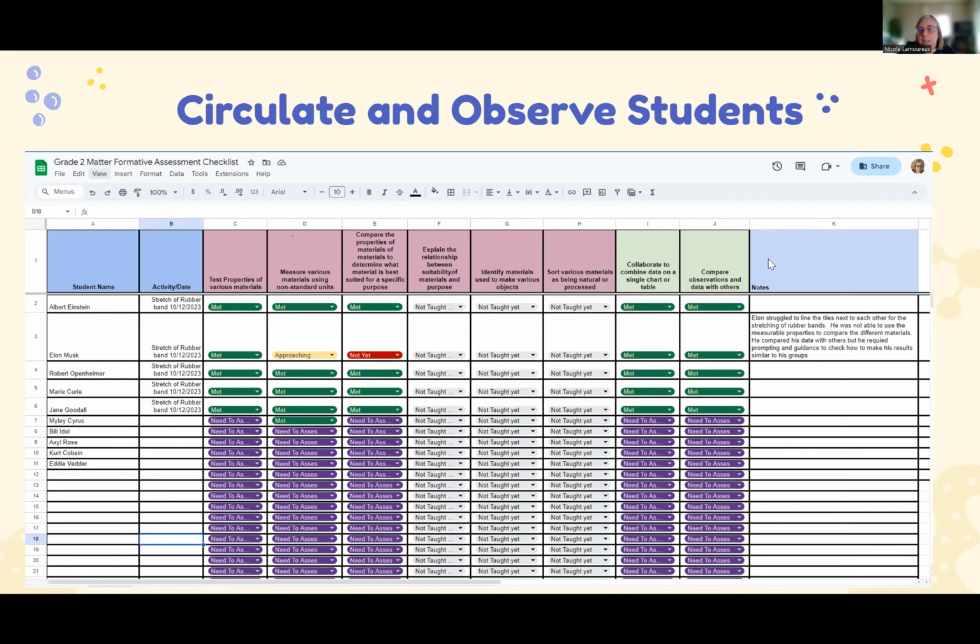But anyways, Elon struggled to line the tiles next to each other for stretching the rubber bands. He was not able to use the measurable properties to compare the different materials. He compared his data with others, but he required prompting and guidance to check how to make his results the same as his group. So just some things that you can note and think about if students are struggling as you work through that, or if you choose to use this.